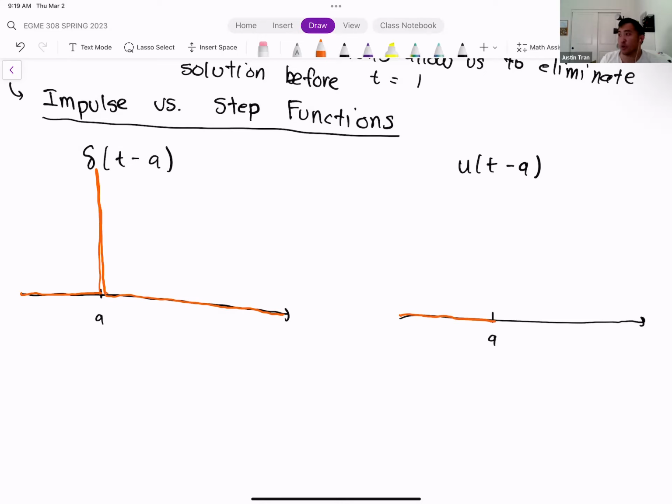So there's 0 up until a certain point, and then once you reach that certain point, it goes up, right? But then the step function, in contrast, is going to persist after t is equal to a, and so it's going to look like that. Literally going to look like a step. Right, so those are our two special functions. Let's look at the step function first.